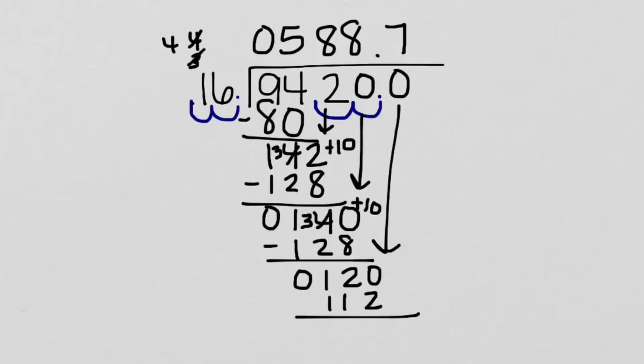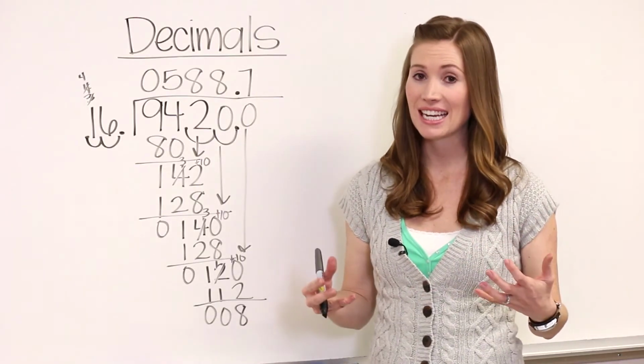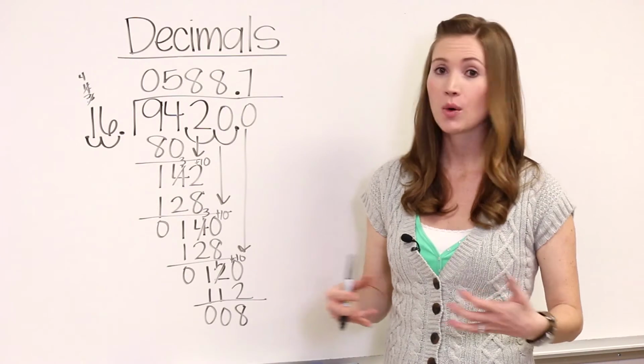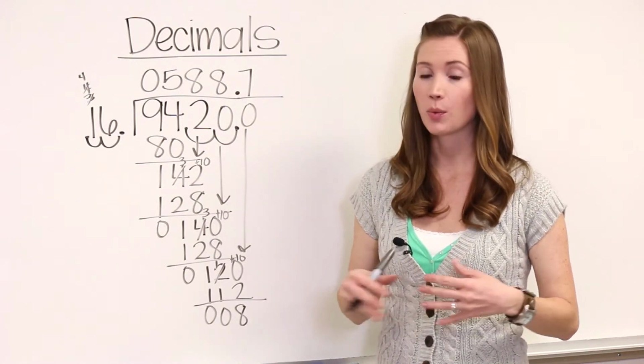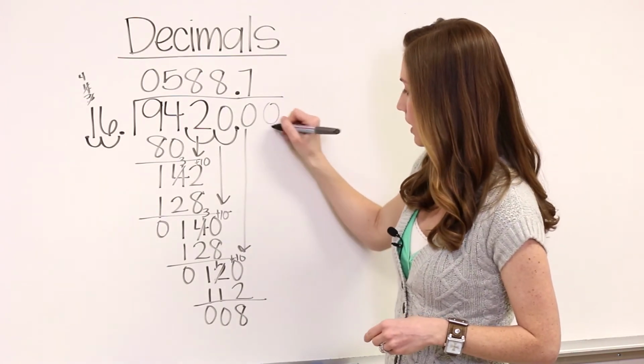Let's subtract. Now we can't do 0 minus 2, so we're going to need to borrow from the 2. That becomes a 1, and we add 10 to our 0. 10 minus 2 is 8. 1 minus 1 is 0, and 1 minus 1 is 0. Now we still have 8 remaining, but remember, because we're dividing decimals, we can't have a remainder. So we need to continue working the problem out. We're going to bring down an additional 0.